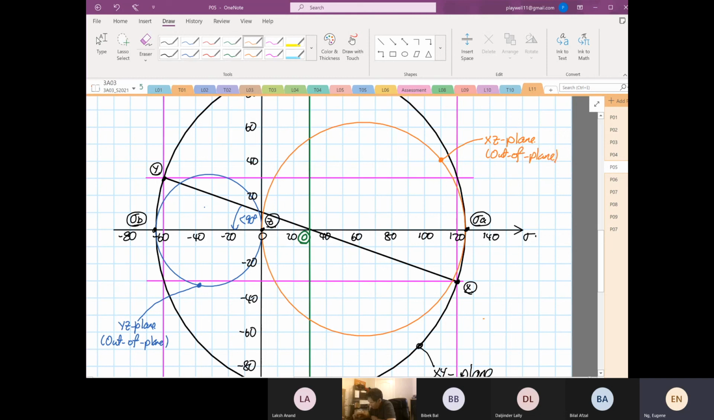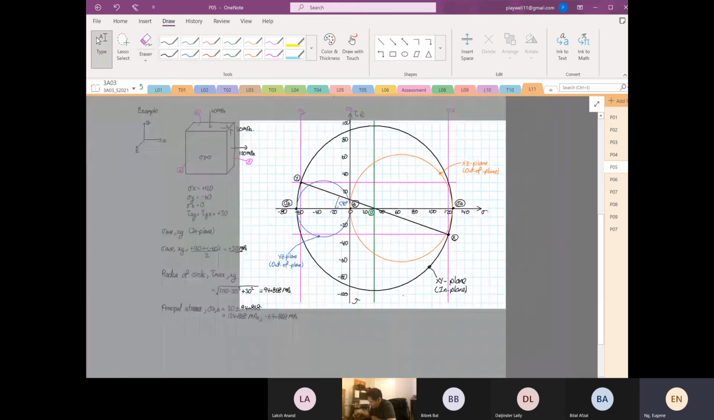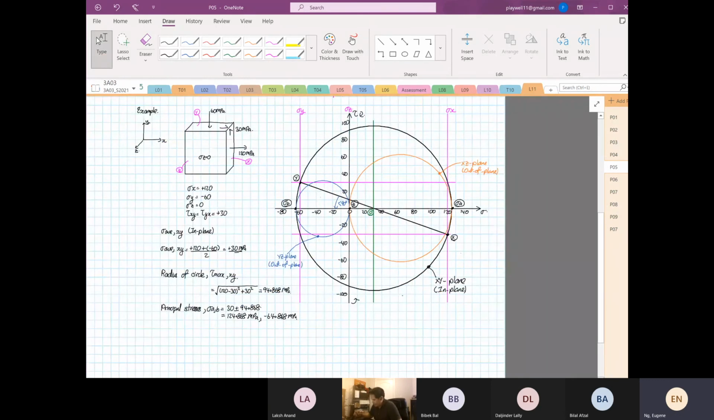Now I have another example to do, but looking at the time, it's 5 minutes to 10. I'm going to stop here.